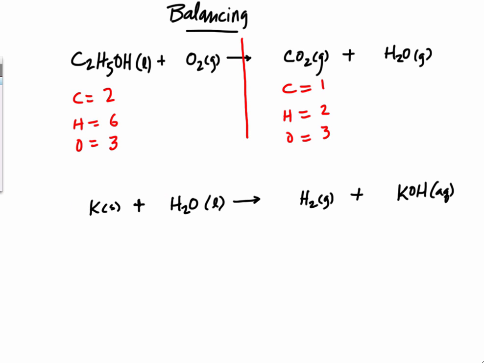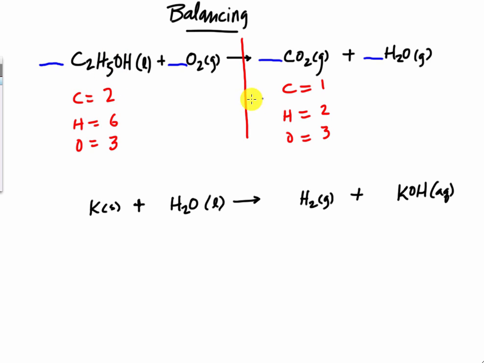Now I'm going to start using coefficients, and this is the only thing you can do to balance. You cannot change the subscripts on the formulas. We know that carbon dioxide is created. We cannot change that. We can't lose that. So all I can do is put numbers in front, and as I put a number here, that tells me how many of these compounds I have. So if I throw a 2 here, that means I have 2 of these molecules, and therefore I have 4 hydrogens and 2 oxygens.